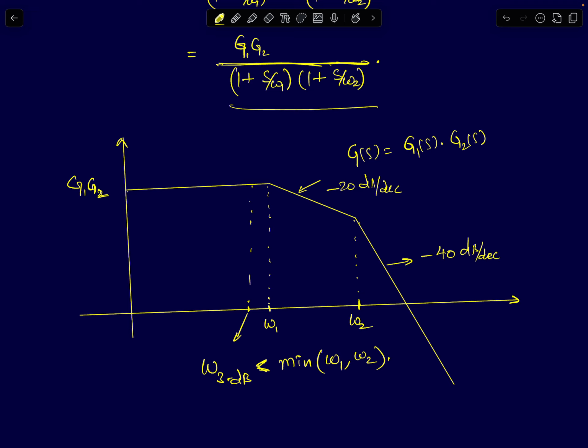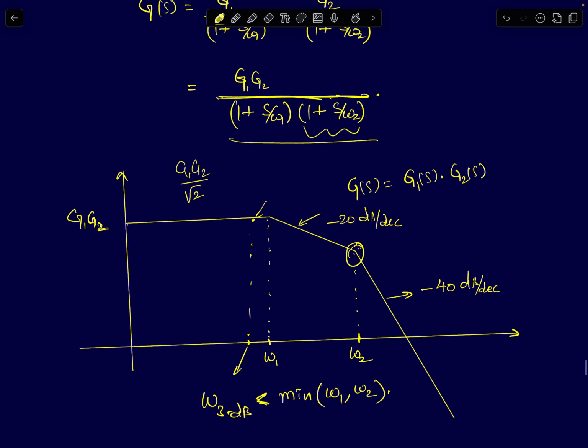Okay, so if you take a single pole system, the 3 dB bandwidth of the single pole system is equal to the pole itself. But now when you have two poles, the second pole will also contribute to some amplitude attenuation near omega 1. So the 3 dB point is the point where the magnitude of the gain becomes G1 G2 by root 2. That will occur slightly before omega 1, because omega 2 will also start impacting the gain.